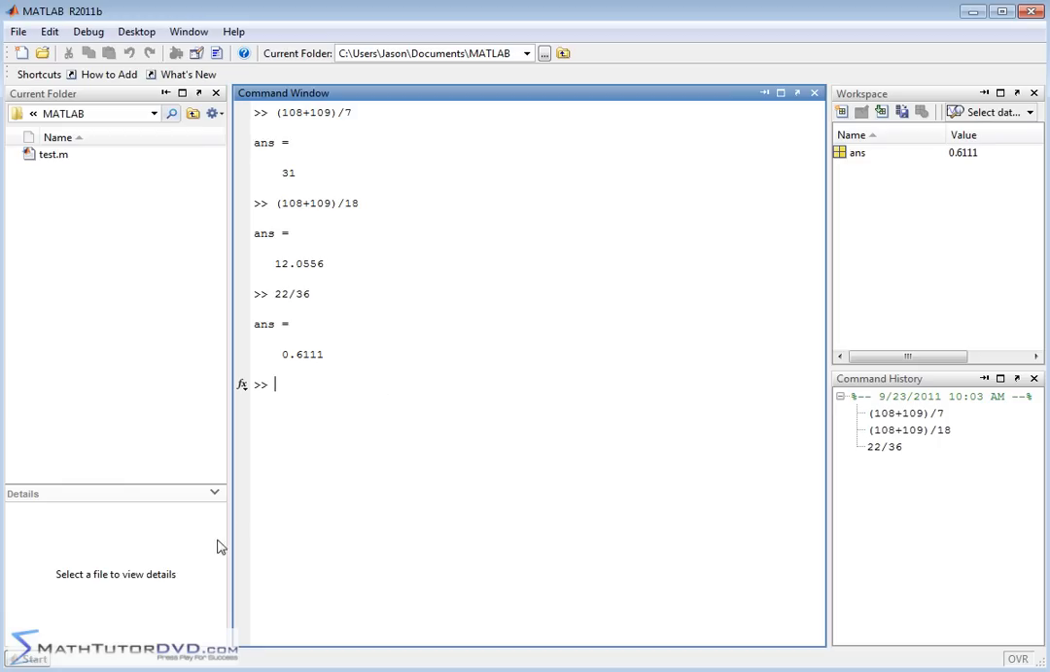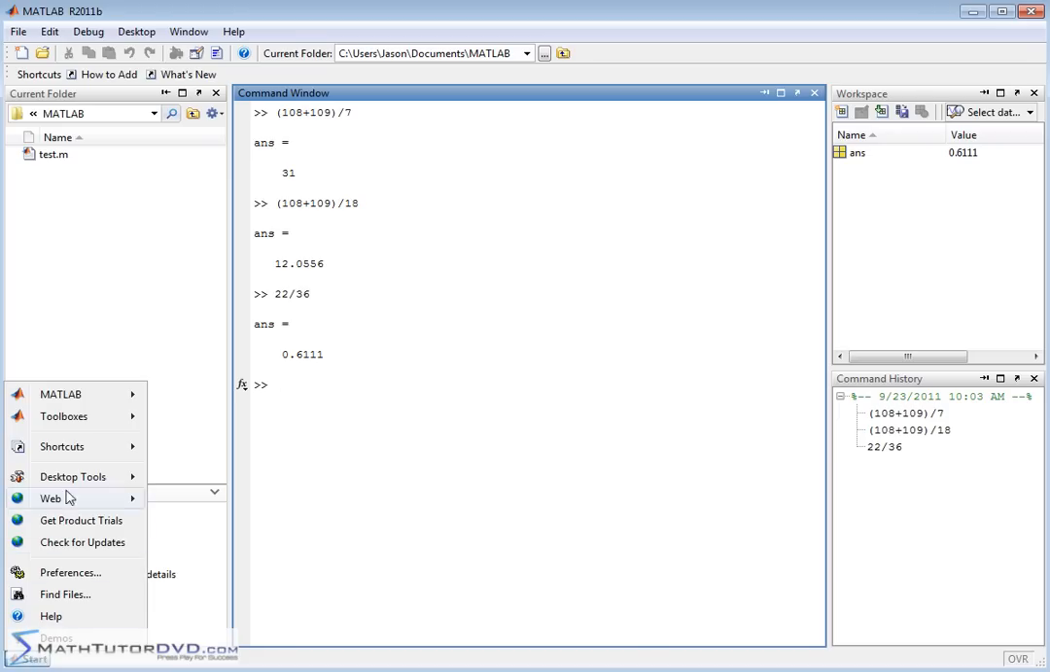The way you check is, if you notice at the lower left-hand corner, there's a start menu. If you click that start menu and go up to the top, it'll say toolboxes, and when you hover over it, notice it says symbolic math. That means that on this computer I have MATLAB installed, and I also have the symbolic math toolbox installed.